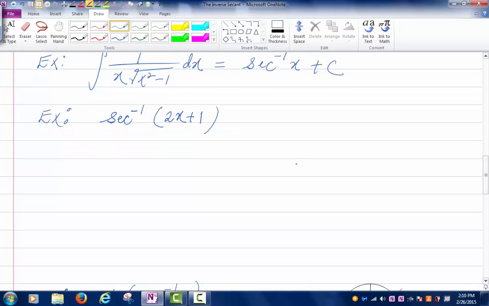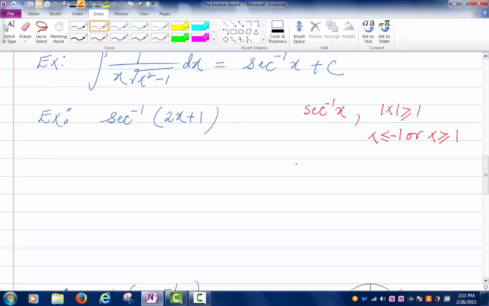What is the domain? The question is, what's the domain? So let's remember what's the domain of secant inverse of x. What's the domain for that? The absolute value of x is larger than or equal to 1, is one way to say that. In other words, either x is less than or equal to negative 1 or x is larger than or equal to 1, right? That's another way of saying it.